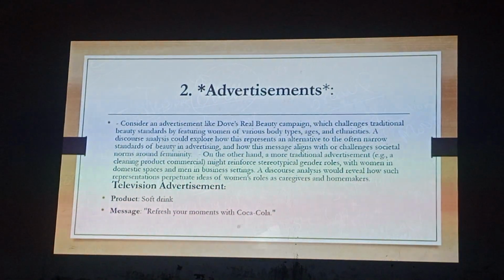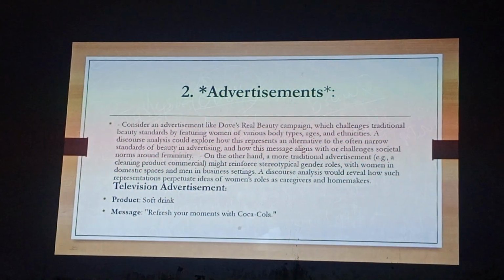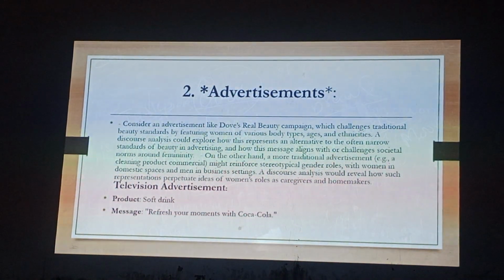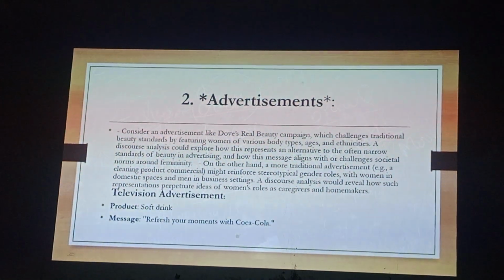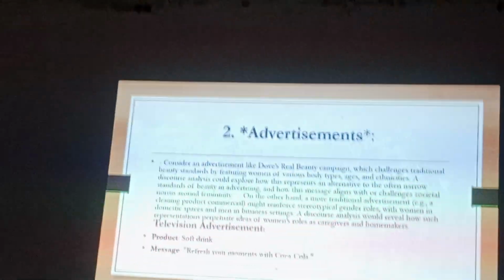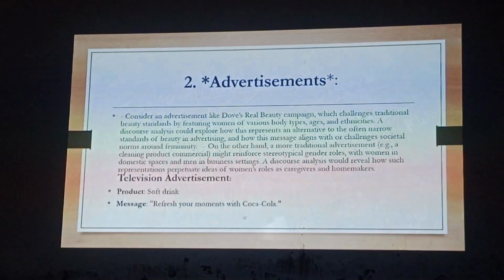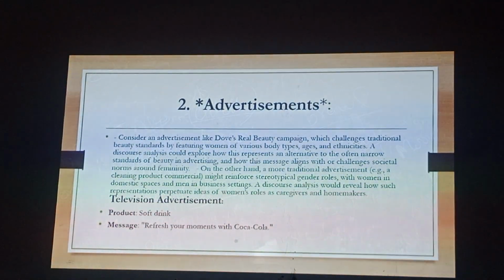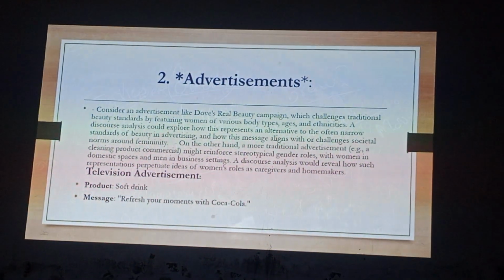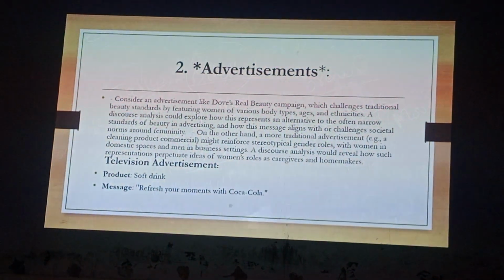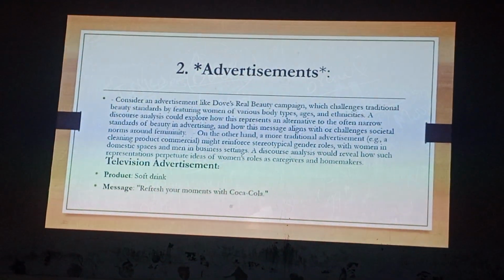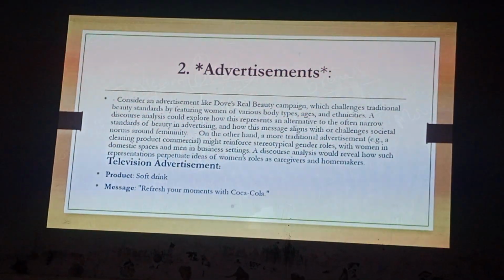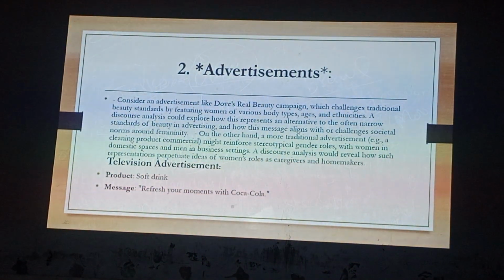Like for example, advertisements with different products and messages. For example, refresh your moments with Coca-Cola. Yes, in advertisements you see the way they are portraying females for promotion of their different cosmetic products and even soft drinks and some other clothes and their brands. And then when it comes to the male side, yes, they also indulge in modeling, but in a different way, from a different perspective. Refresh your moments with Coca-Cola.